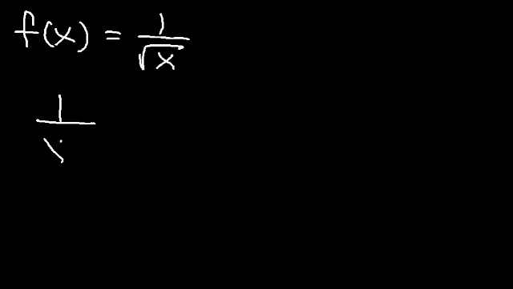Now let's try another one. Let's say f of x is equal to 1 divided by the square root of x. What is the derivative of this function? So let's rewrite it. This is 1 over x raised to the 1/2. Now if we move the x to the top, the exponent is going to become negative 1/2 instead of positive 1/2. Now let's use the power rule.